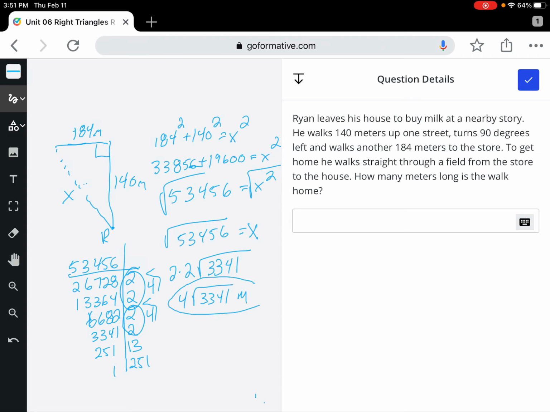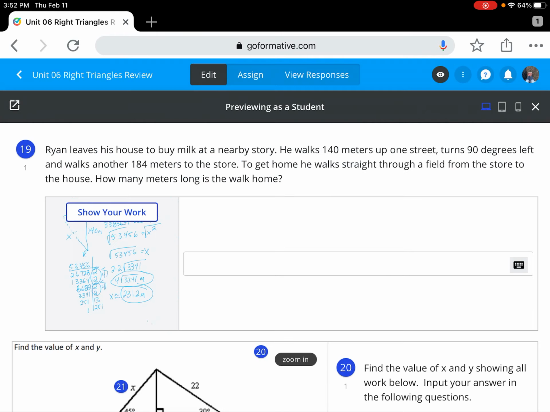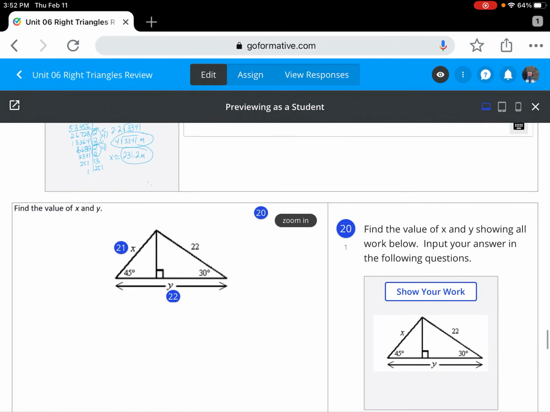So one of your answers could be 4 times the square root of 3,341 meters. That's kind of a ridiculous answer. To give you a better idea, you can put it in your calculator, and it's going to be approximately, and that's what that means, 231.2 meters.